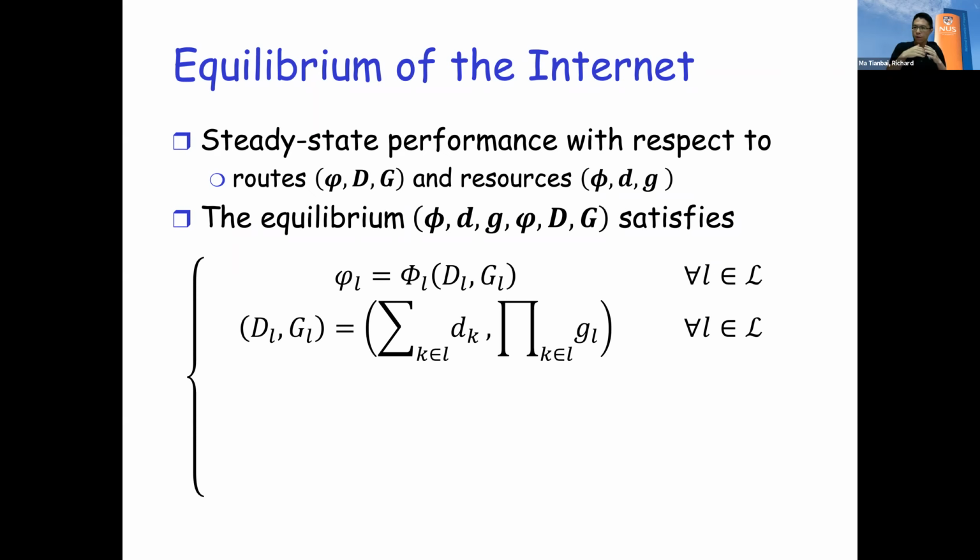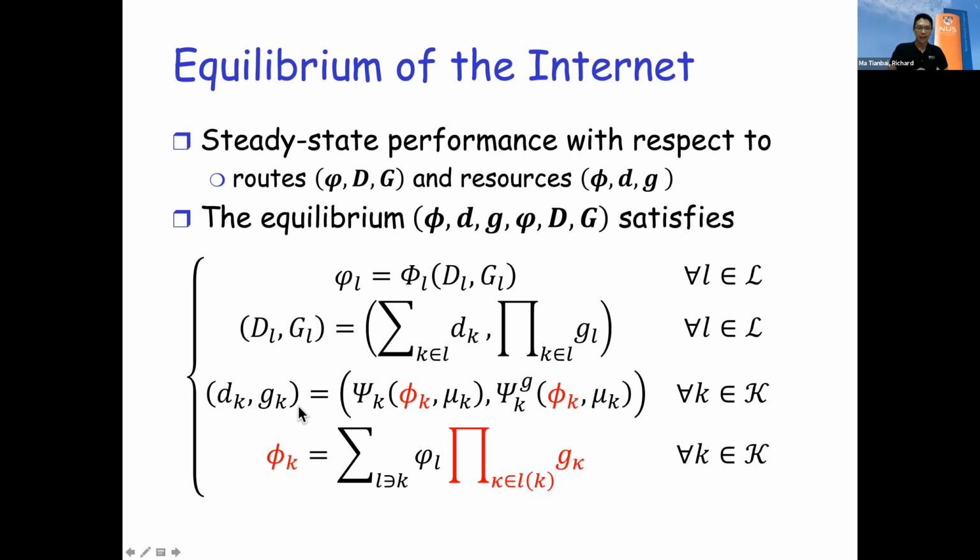The first equation I have shown in the previous slides. It says that along each route L, the aggregate input rate on that route can be characterized as a function of the end-to-end delay and gain, where the end-to-end performance can be calculated as the aggregation of the delay and the gains at the resource level. And then for the remaining two equations, the third one says that at each resource K, the delay and gain can be characterized as a function of the input rate phi K, and also depends on the capacity.